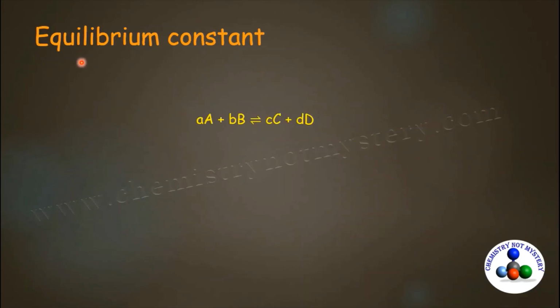Now come to the equilibrium constant. Here small a moles of A react with small b moles of B. They are in equilibrium with c moles of C and d moles of D. Now apply the law of mass action for the forward reaction. For the forward reaction, small a moles of A and small b moles of B are the reactants.